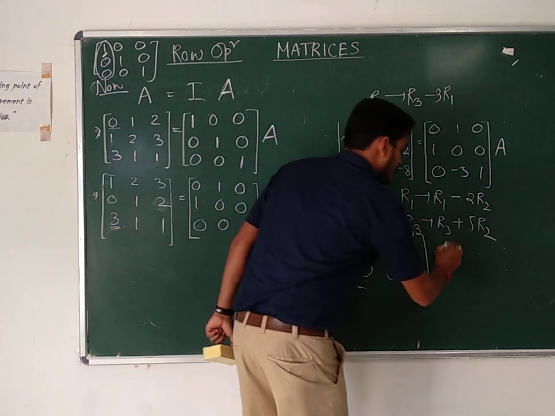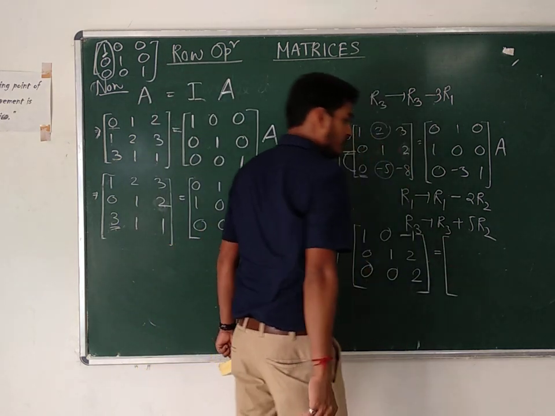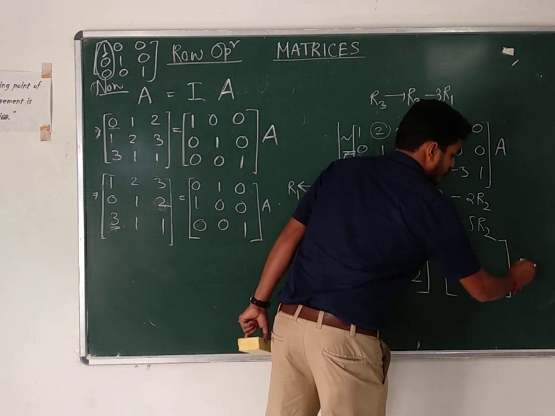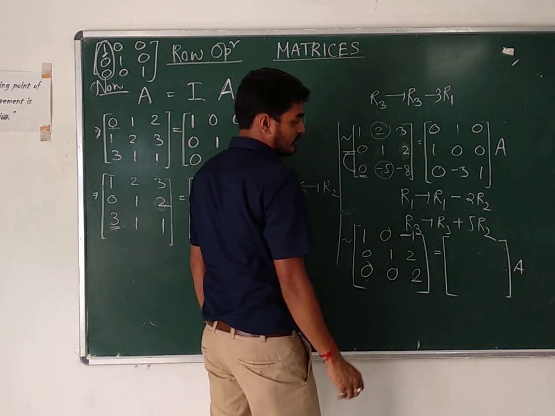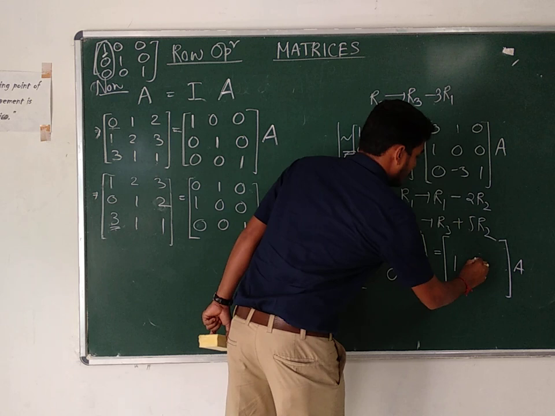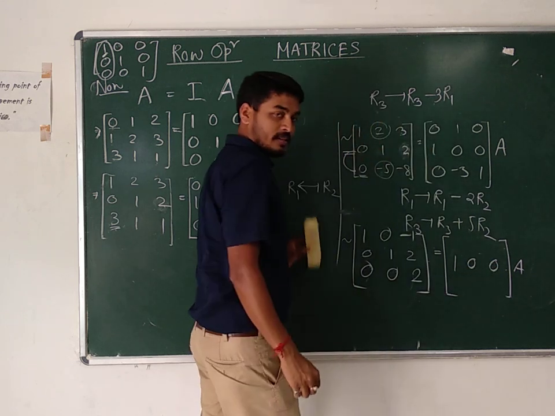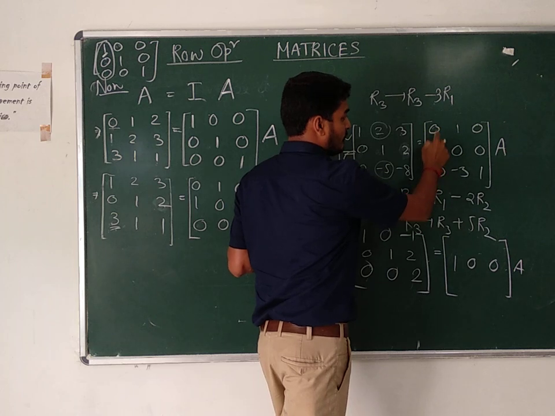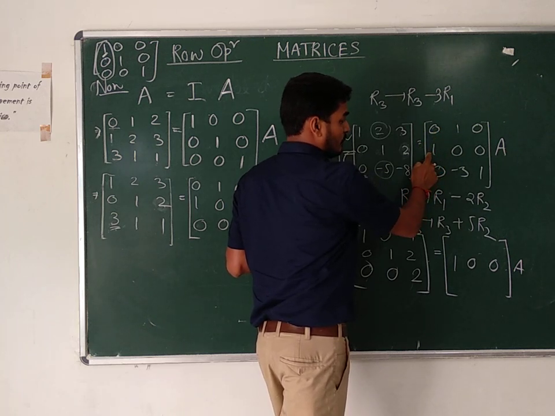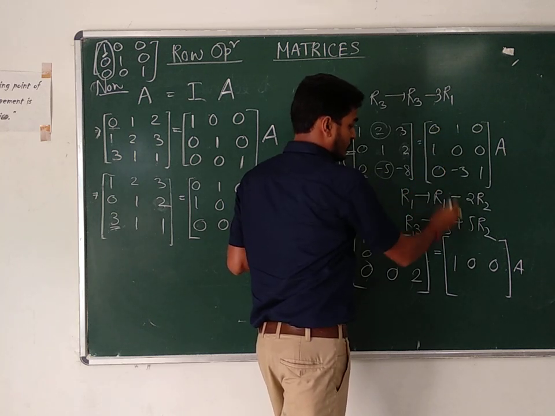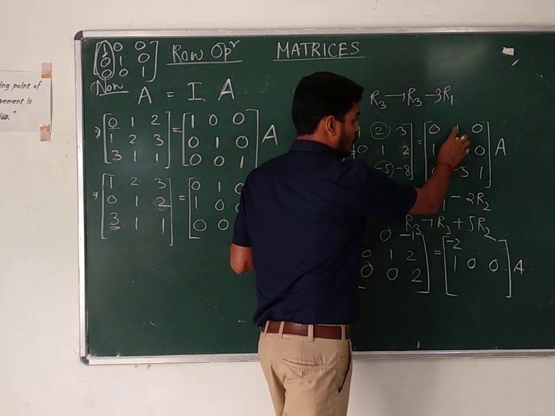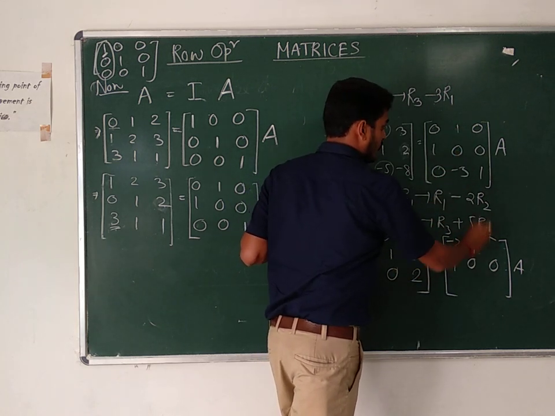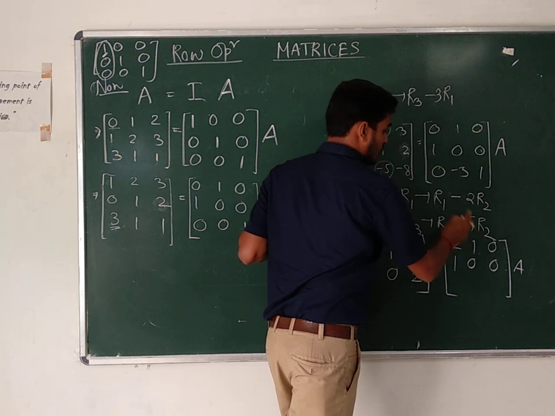So what will be the right hand side? Same procedure. The first row 1 0 0 will remain the same. Correct? R1 minus 2 R2. We are 2 multiplied by minus 4. We are 2 multiplied by 0 minus 2. It will be minus 2. 1, 0, 1, 0 minus 0, 0.